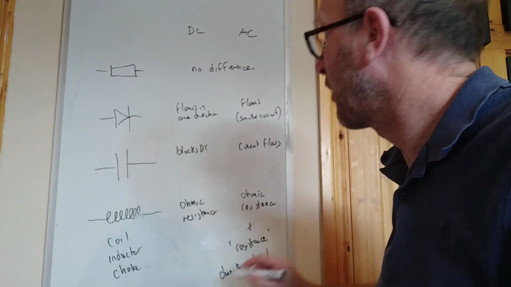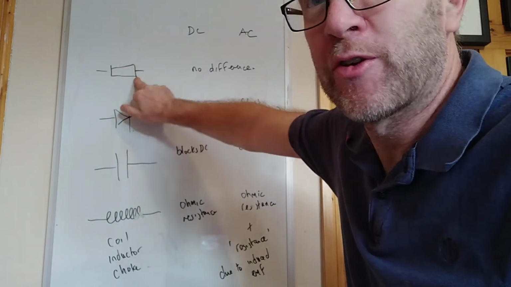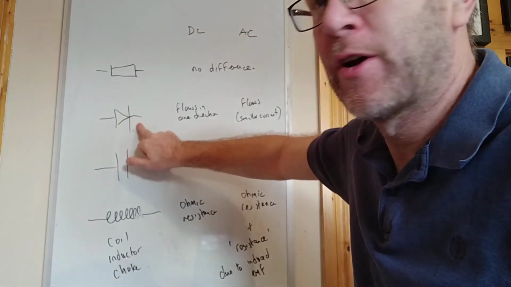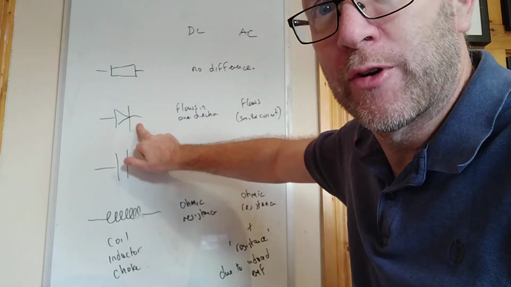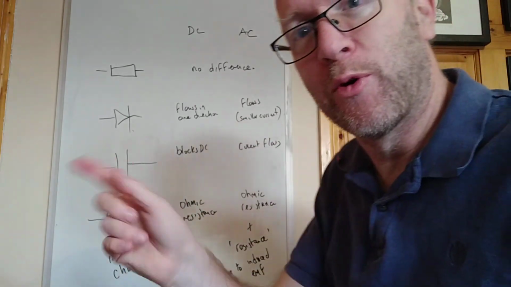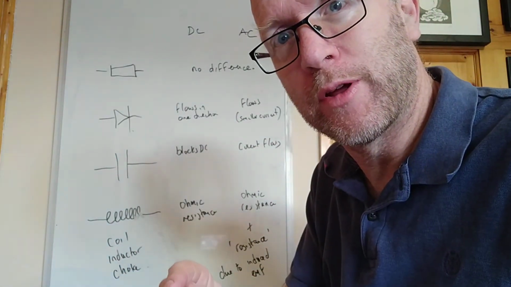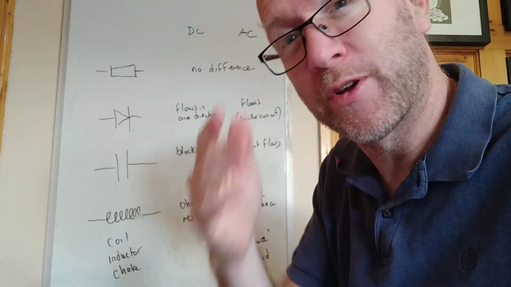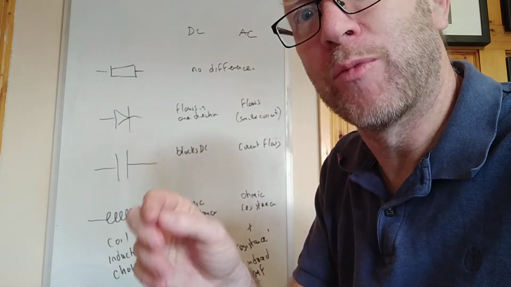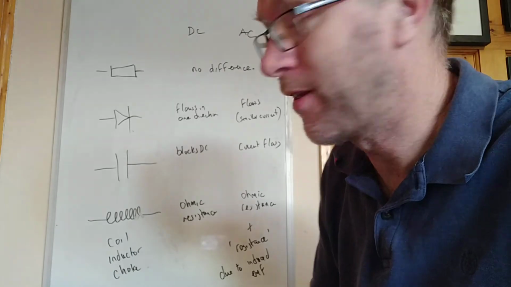So let's recap on the four of them. For a resistor, DC and AC, no difference. The same current will flow in both. For a diode, current flows in one direction only for DC. In AC, it will flow in both directions, so it will be flowing half of the time both times, so it will flow all of the time. But it will be a smaller current than the equivalent DC.